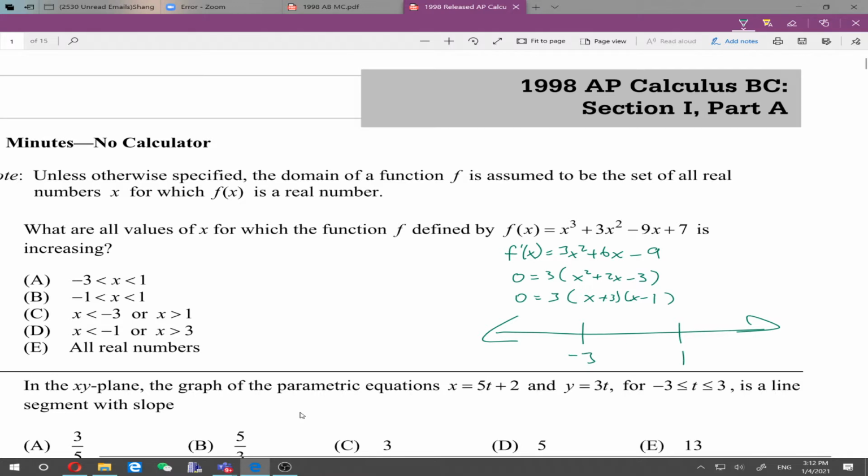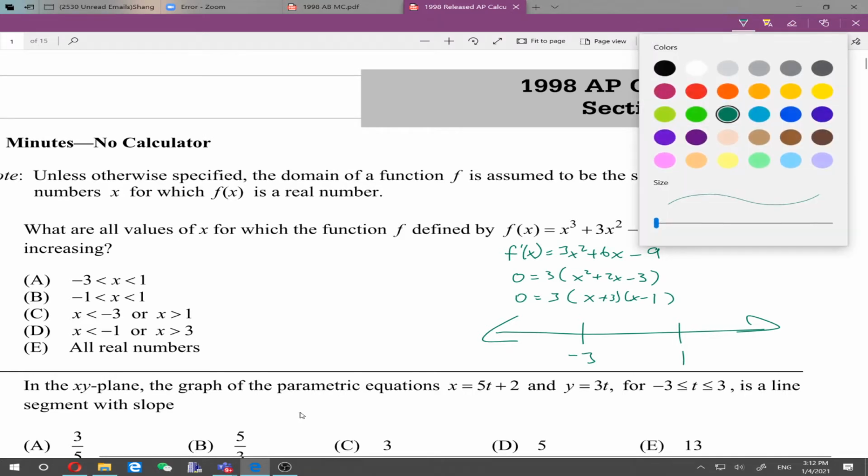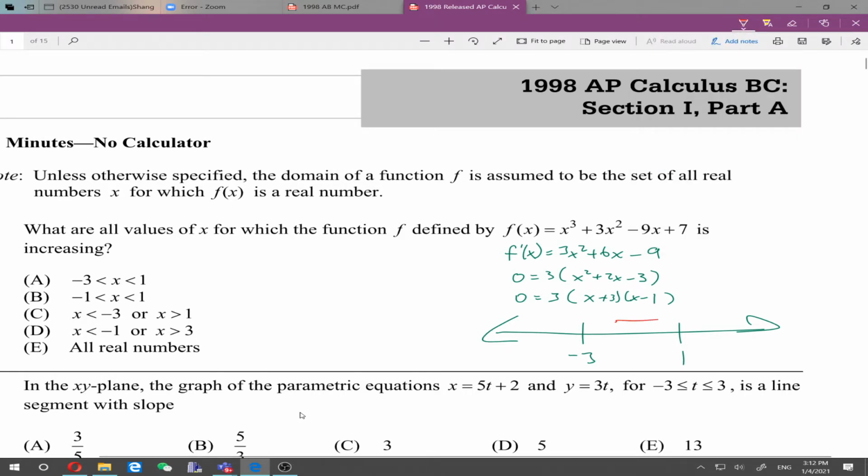So if I wanted to test this, when I plug in 0 for my first derivative, what's going to happen to my slope? Will it be positive or negative? Negative. Okay, it is negative. Let me change colors. If I plug in 10, will it be positive or negative? Positive. And if I plug in negative 10, will it be positive or negative? Positive again. Okay, so taking a look at our intervals, what should our final answer be? C.